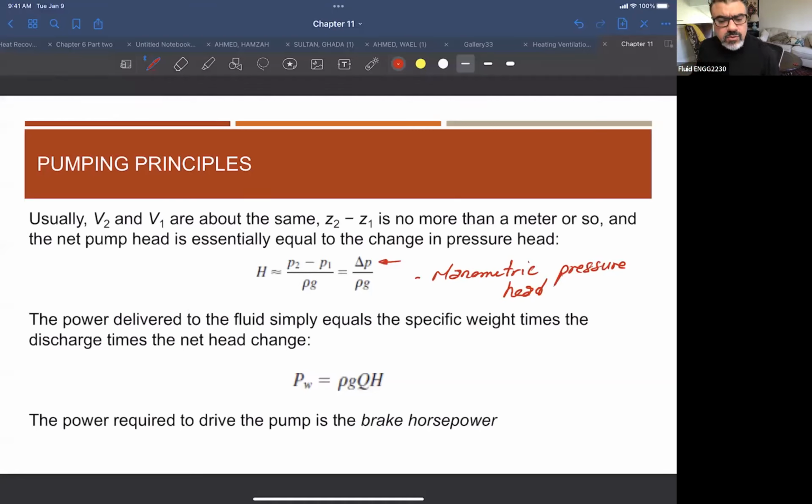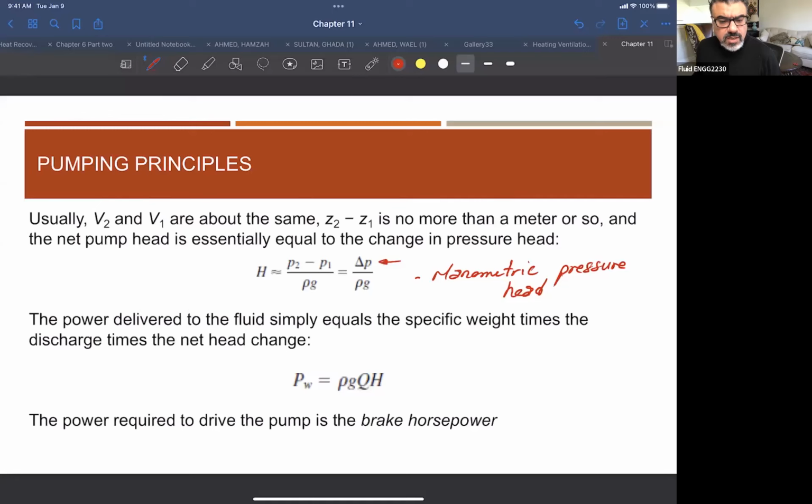Please interrupt me if you have any questions as we are going through this. This is a very important topic for many engineering applications. At some point in your life as an engineer, you will be dealing with a system that is carrying fluid, and there is going to be a pump that is driving this fluid. So make sure you don't skip anything that you don't understand.